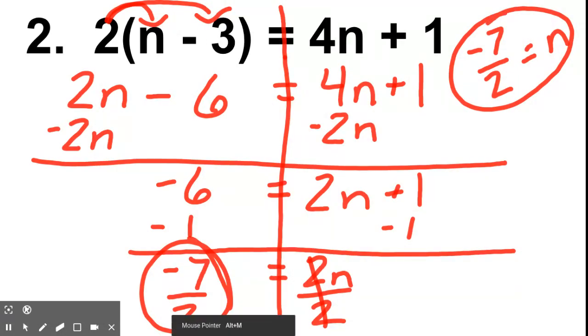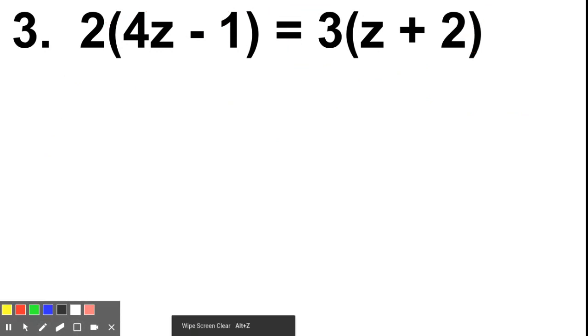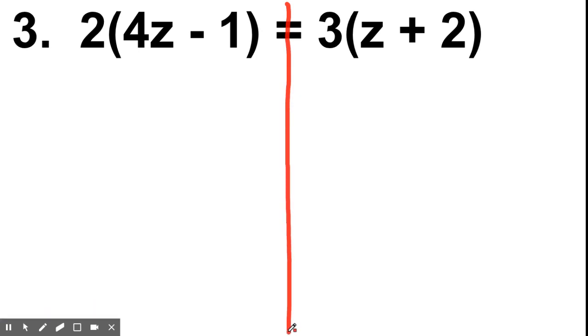All right. Let's do another example here. Your last example will do for your notes today, okay? This time you'll see in example number 3, we have parentheses on both sides of the equal sign. That means we need to simplify both sides.